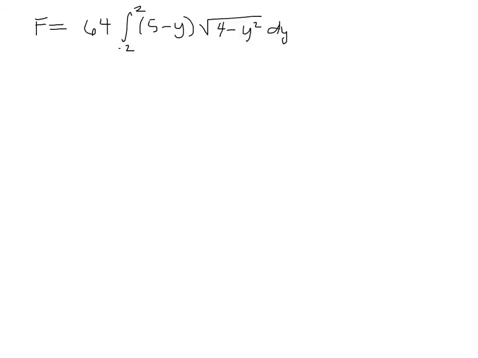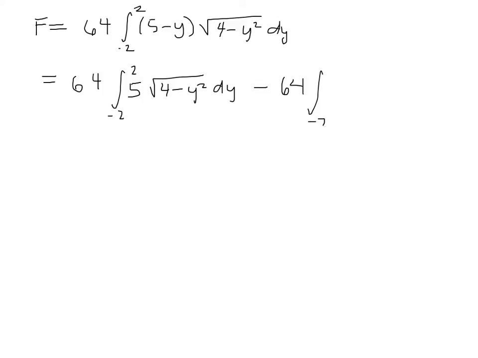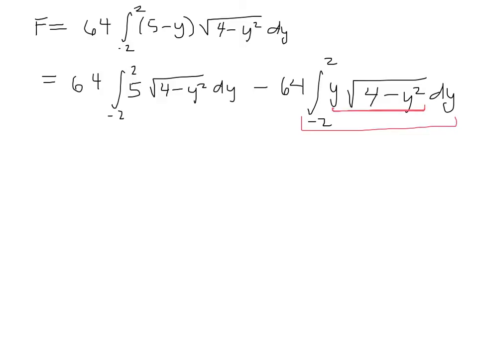So let's compute the integral we derived in the last step. First of all, I'm going to distribute the root 4 minus y squared and construct two integrals. So I will have 64 times the integral from -2 to 2 of 5 times the square root of 4 minus y squared dy, minus 64 times the integral from -2 to 2 of y times the root 4 minus y squared dy. Now this second integral, the function inside the integrand is an odd function, and you have a symmetric integral. So this will give us 0.